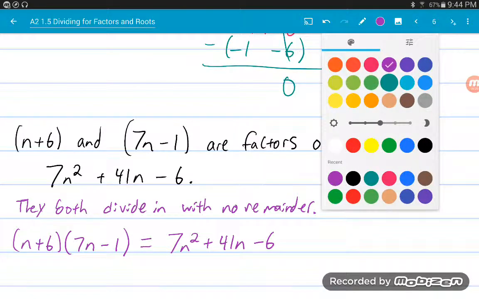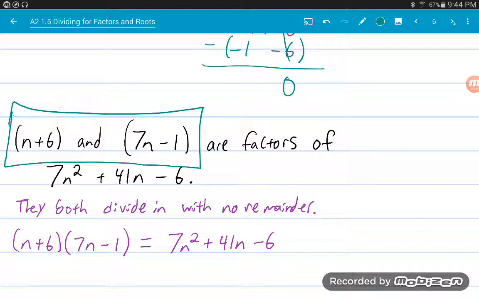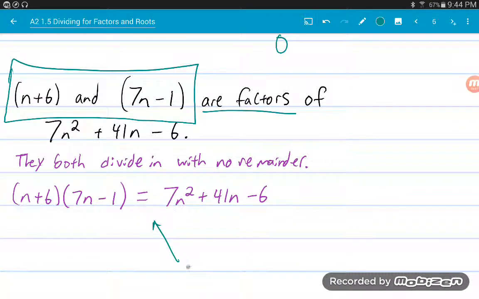But in actuality, the questions themselves on this handout are just asking what are the factors. So this right here is my final answer. These are factors. Hope that made plenty of sense. This connection here is going to be covered more in lesson 6.